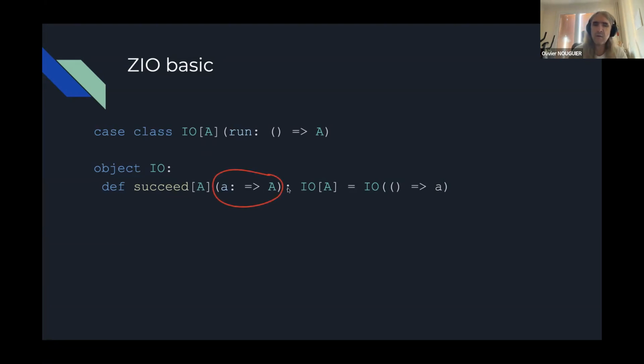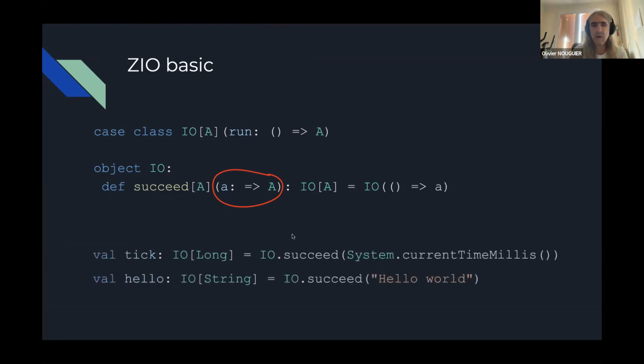Notice this part, which is A colon and an arrow. That means that this element won't be evaluated at this point. It's a kind of lazy, it's wrapped into another function. And then I can build another IO like this, just calling succeed, and there is no more the empty parentheses and the arrow, which was not very convenient.